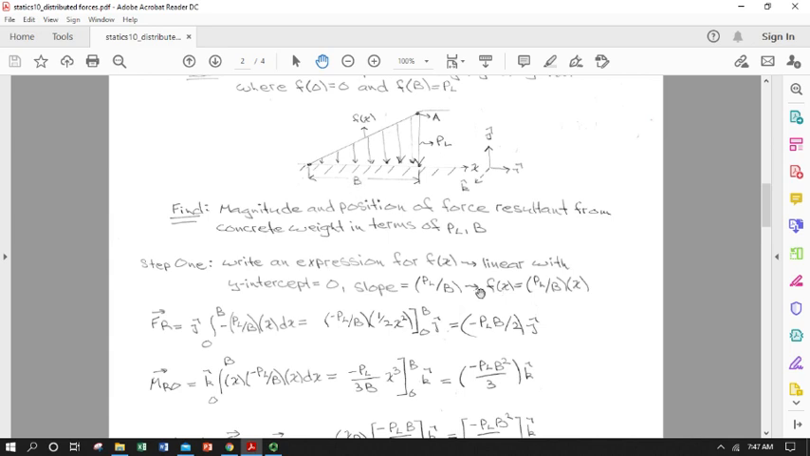So we could write a load distribution function, f of x equals mx plus b. B is 0, and m is P sub L over B. So our function that we're going to end up integrating, our load per unit length at a length, is this constant times our length. Where are we on the ramp?